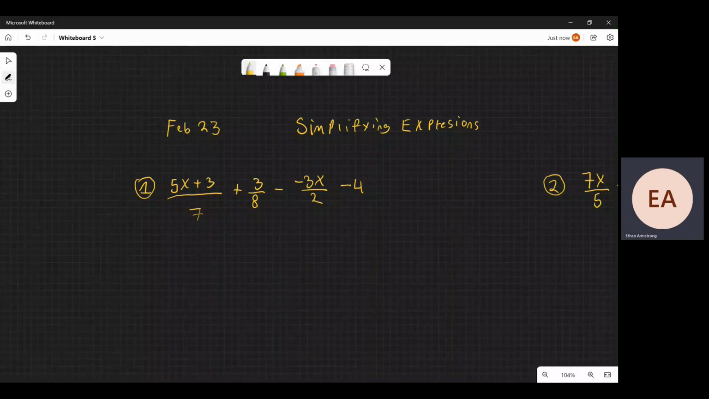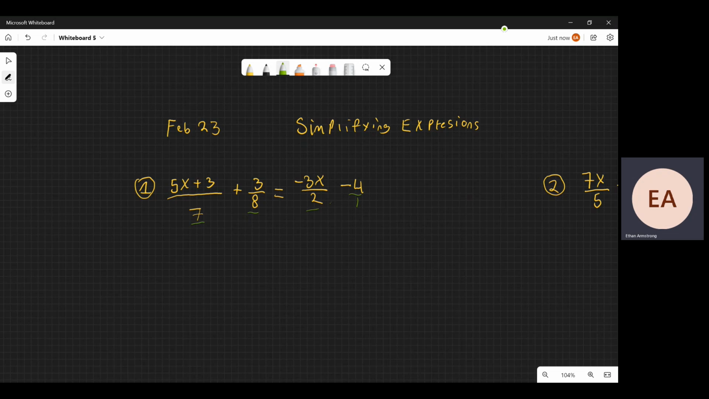3 over 8 equals negative 3x over 2 minus 4. So the first thing we want to do is find a common denominator. If we look at the denominator of each of these terms, we have a 7, 8, 2, and then this would be over 1.